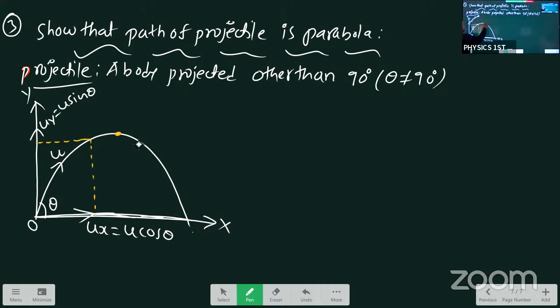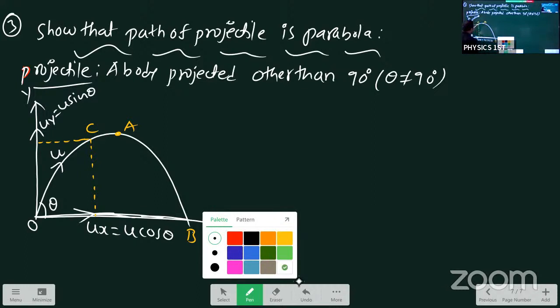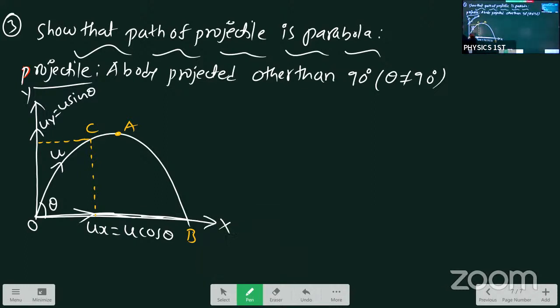O, you take A, you take B. Now you want to show OAB is a parabola. Before that, you take one point C. This is the C point. What is the time taken by the body to reach point C? It means T. Here, time t is the time taken.